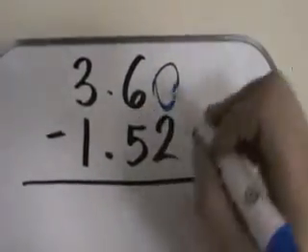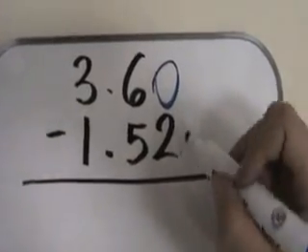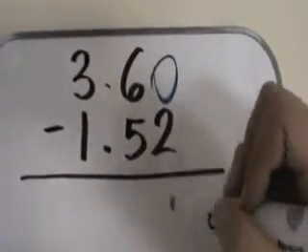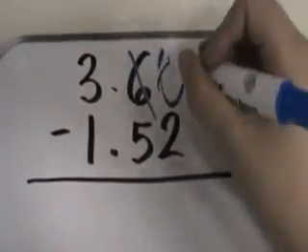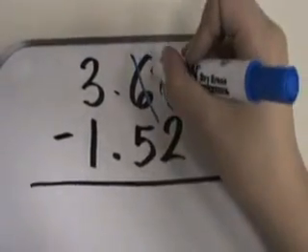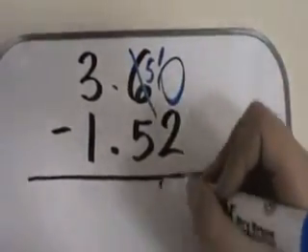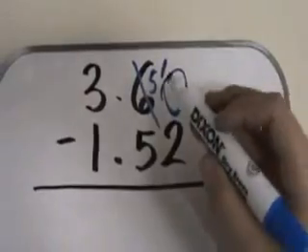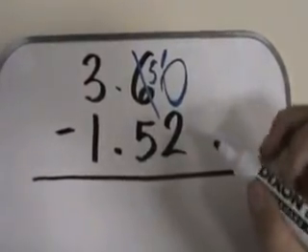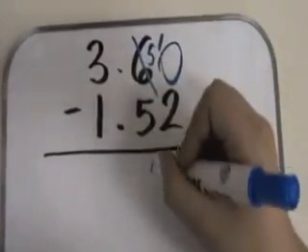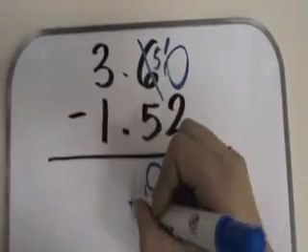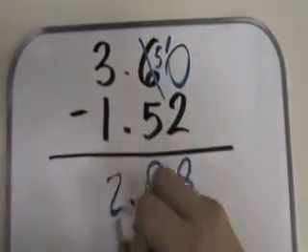Now it just works like a regular subtraction question. Now 0 minus 2, you can't do that, so I'd cross that off and add a 1 to the 0 and make that a 5. So that's adding a place value to this and taking 1 away from there. So 10 minus 2 is 8, 5 minus 5 is 0, decimal, and 3 minus 1 is 2.